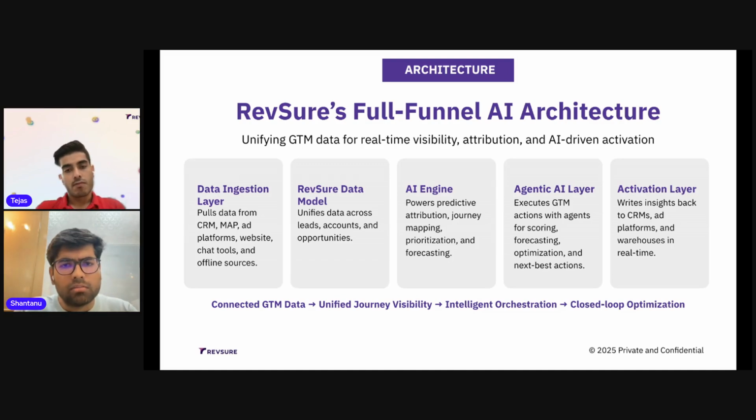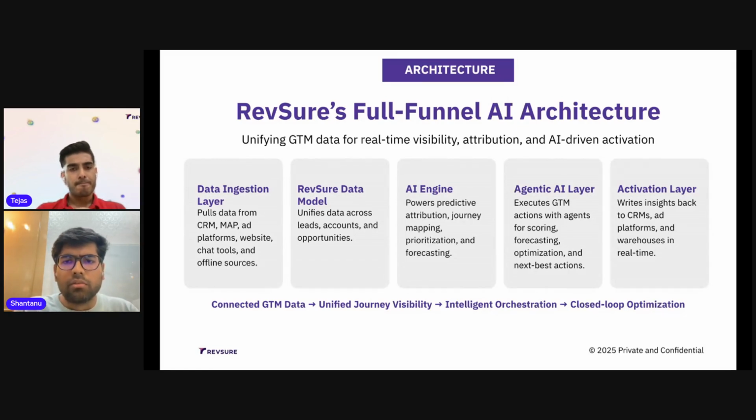The second part is basically unifying all of these data points across the different data sources, merging leads, accounts, and opportunities across Salesforce, HubSpot, all of that, stitching the campaigns and the activity touch points, and basically making the data available for attribution. The third part is the AI engine, which is responsible for doing any predictive attribution, journey analysis, prioritization, and any sort of forecasting for your sales pipelines.